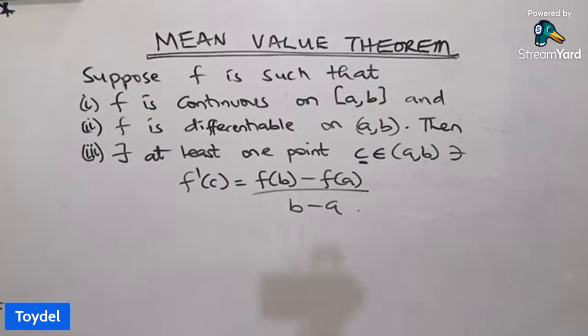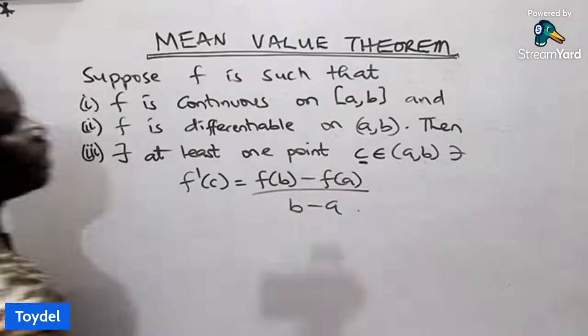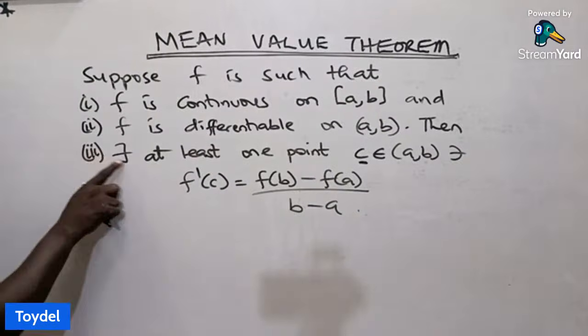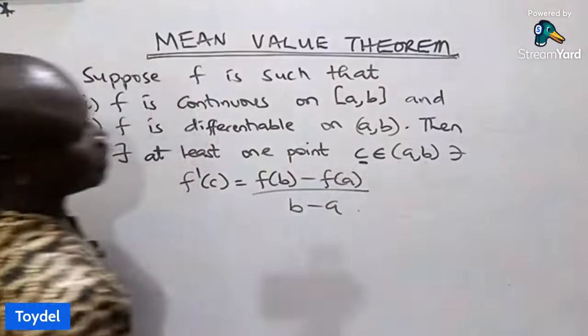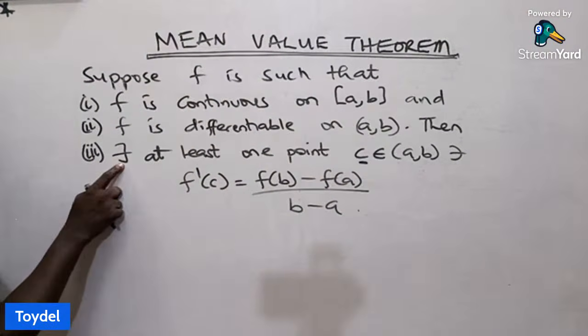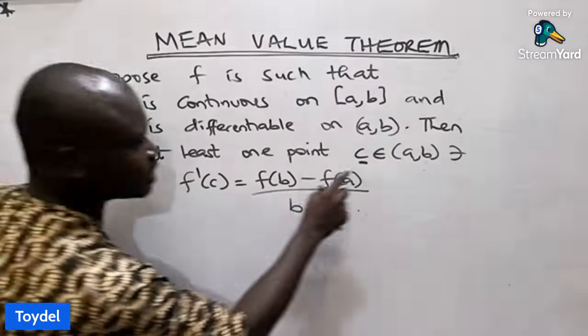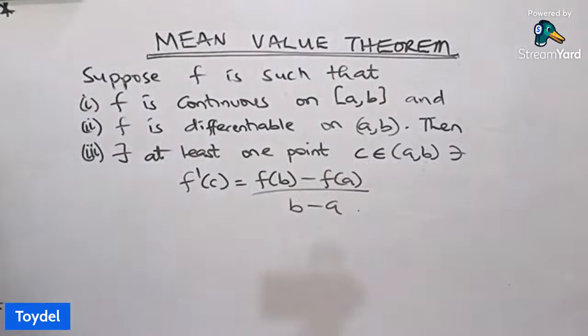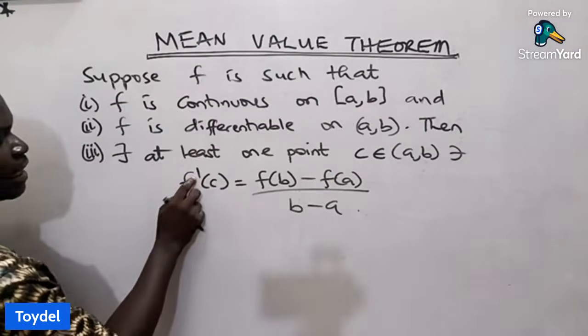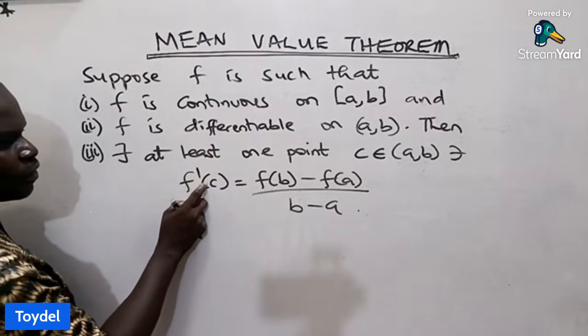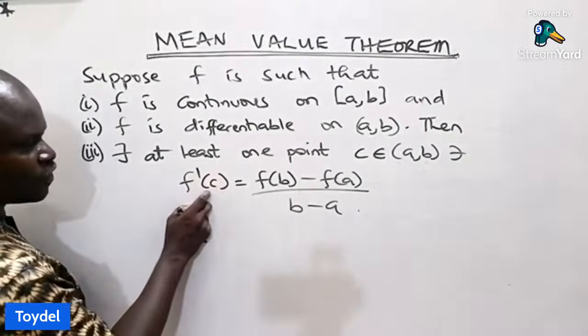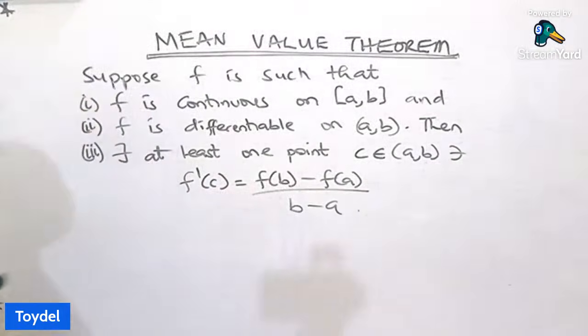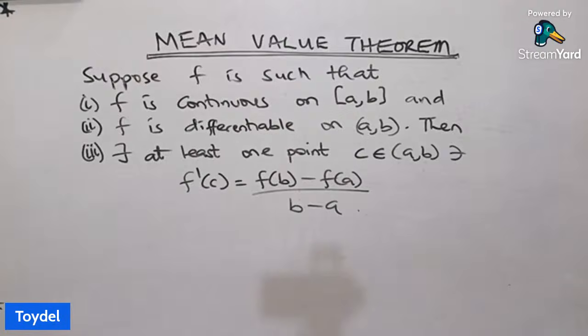So the mean value theorem says that suppose f is continuous on a closed interval [a, b] and f is differentiable on an open interval (a, b), then there exists, this is the symbol for there exists, at least one point c that belongs to the open interval (a, b), such that f prime, that is the first derivative of f at c, is equal to f of b minus f of a all over b minus a. That is the mean value theorem.